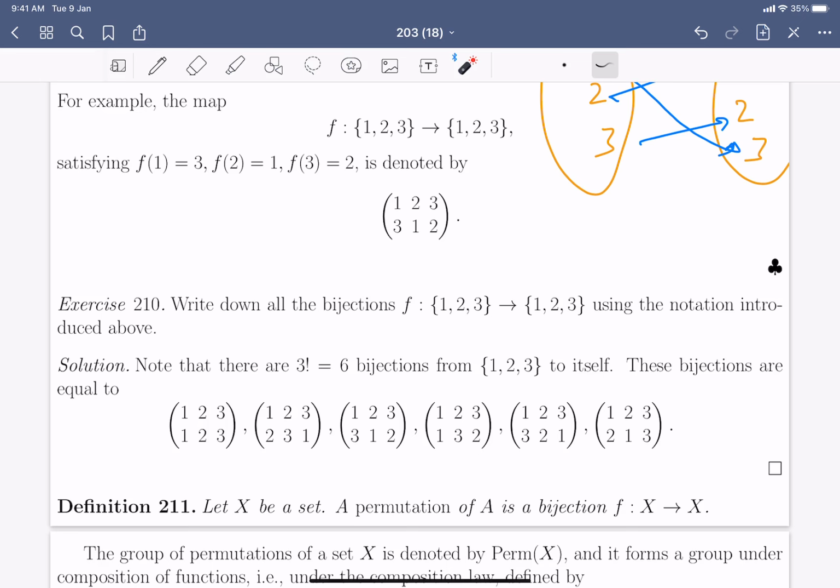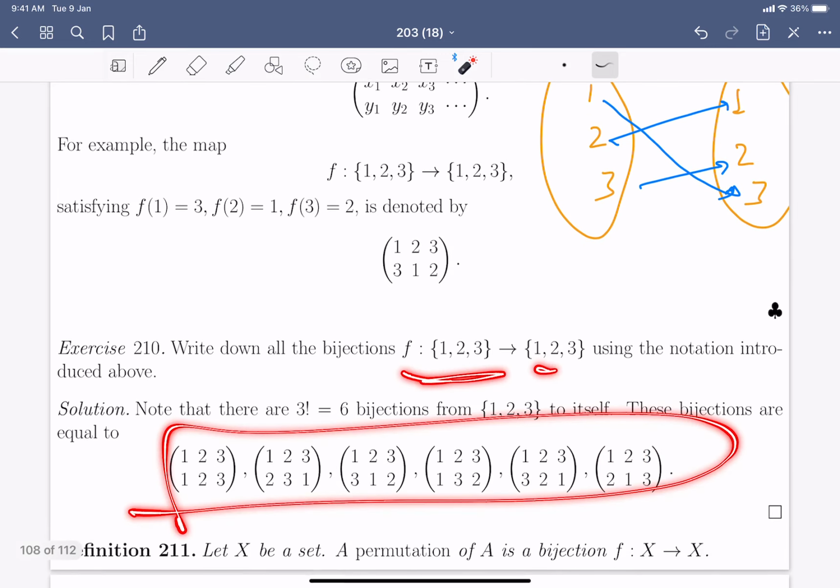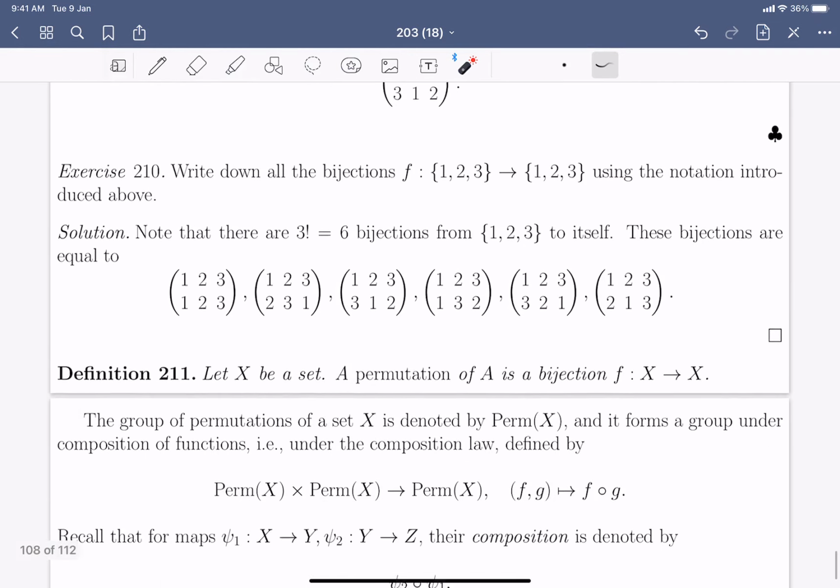And then we can have permutations or bijections which fix 1 and swap the remaining, or which fix 2 and swap the remaining. By swapping the remaining, I mean 2 goes to 3 and 3 goes to 2. You can fix 2 and swap the remaining 1 and 3, that is 1 gets sent to 3 and 3 gets sent to 1, and you can fix 3 and swap 1 and 2. These are all the bijections. So here we have described all the bijections from {1, 2, 3} to itself using the array notation.